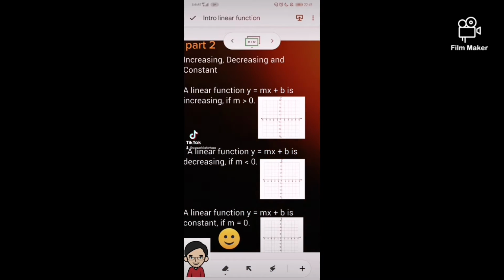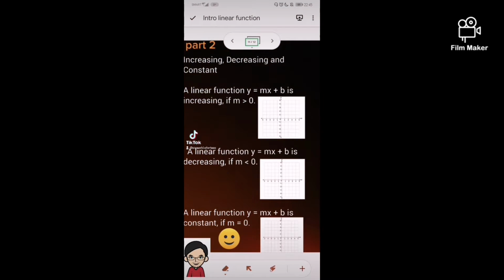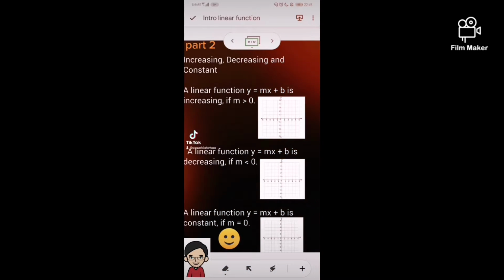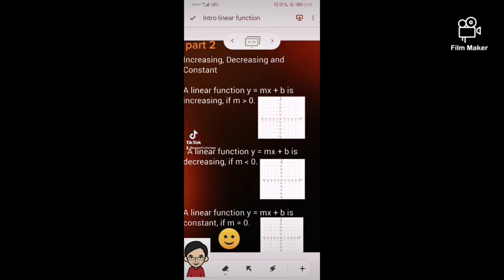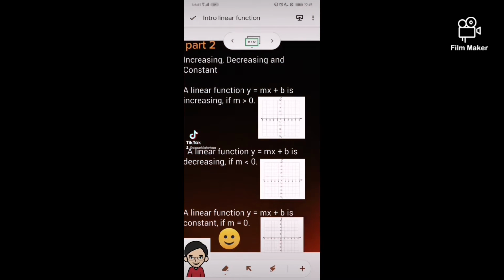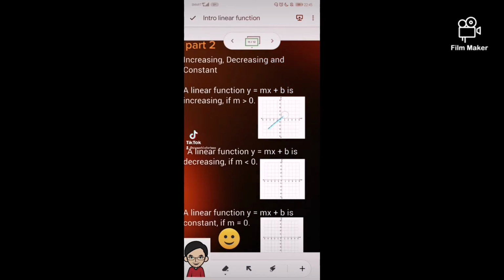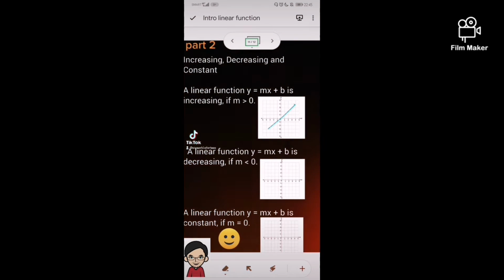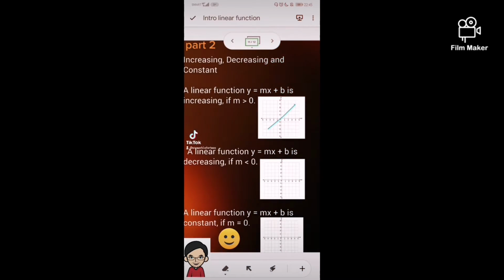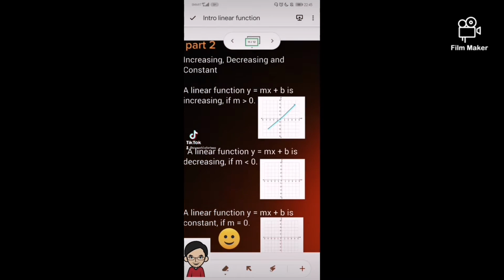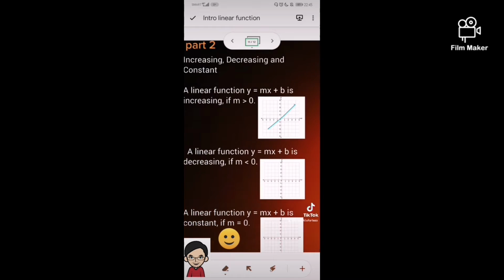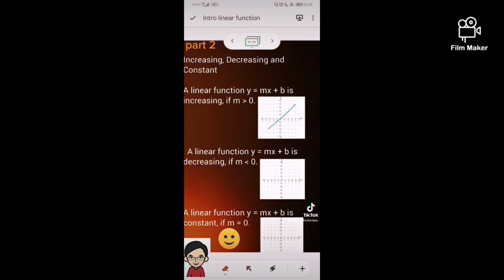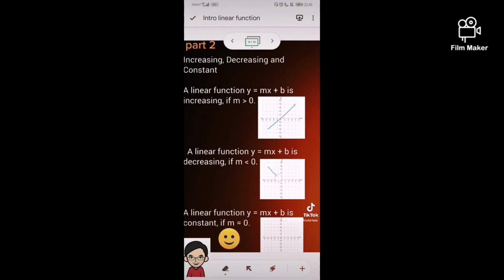Increasing, decreasing, and constant. A linear function y equals mx plus b is increasing if the slope m is greater than 0. So the graph from left to right will be increasing. A linear function y equals mx plus b is decreasing if the slope m is less than 0. So the graph from left to right will be decreasing.